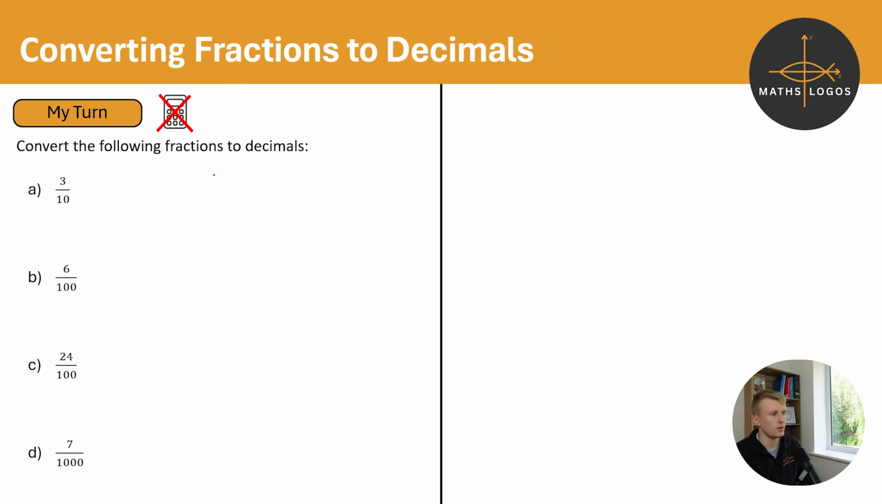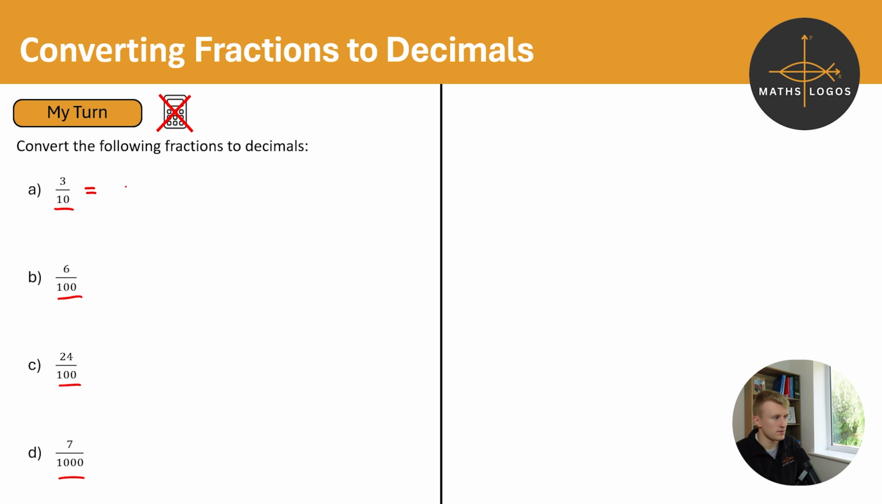In this lesson, we're going to look at converting fractions to decimals. So let's jump in. Our first questions say, convert the following fractions to decimals. And if you notice, each of these fractions has a power of 10 on its denominator. And these are what we call decimal fractions. So a fraction with a power of 10 on its denominator is a decimal fraction. And we can use place value to do each of these.